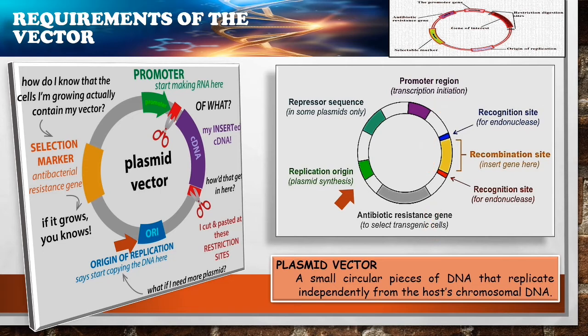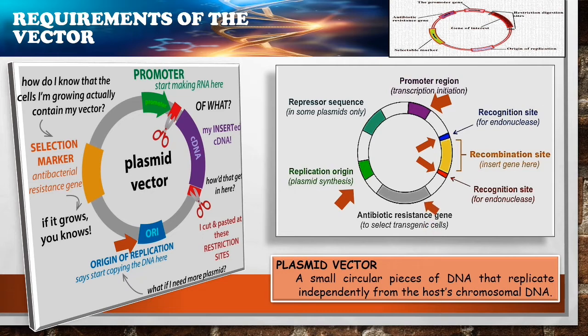Another requirement of the vector is the site for recognition of restriction endonucleases, or the cloning site. It is the specific site wherein foreign DNA can be introduced for gene editing purposes. So we may insert the gene here, and how did the gene get in here? We cut the recognition sequence and paste it by means of DNA ligase at these restriction sites.